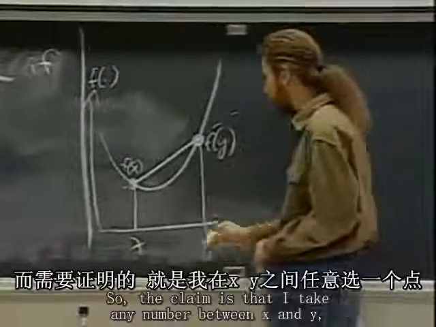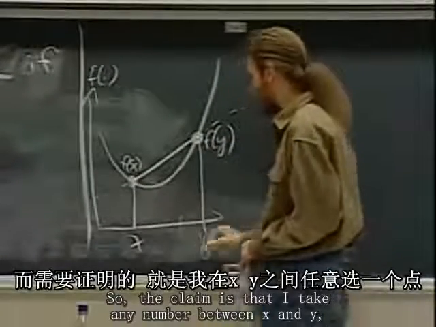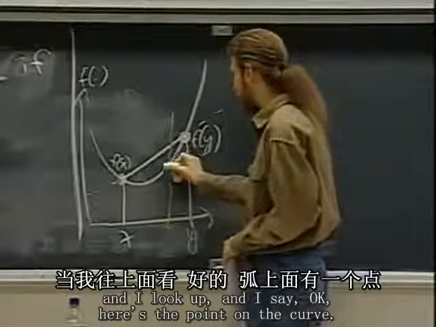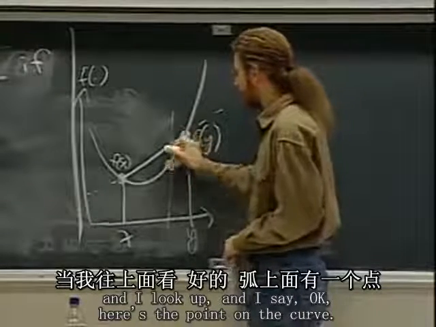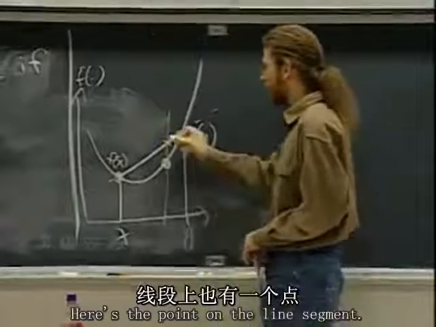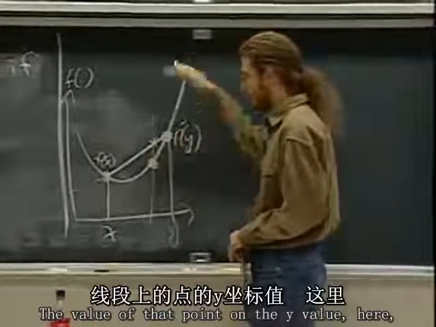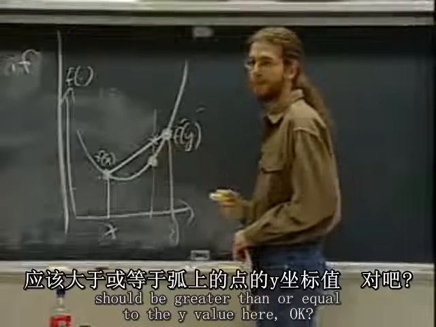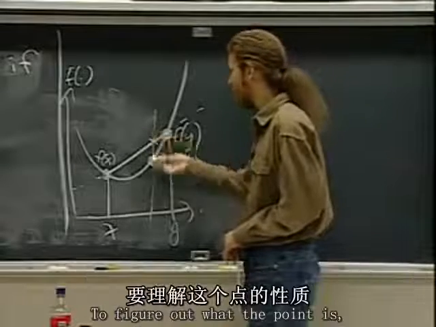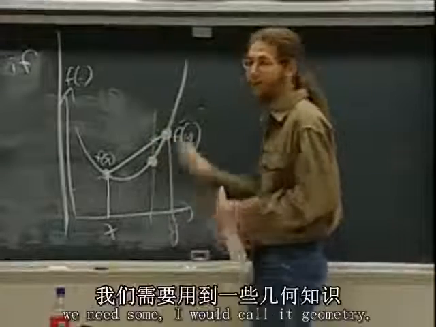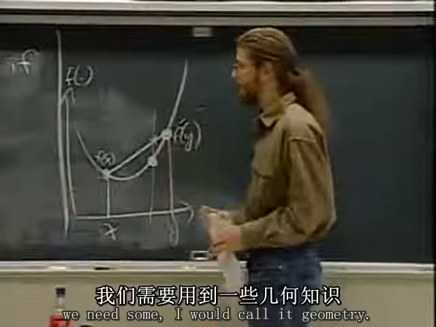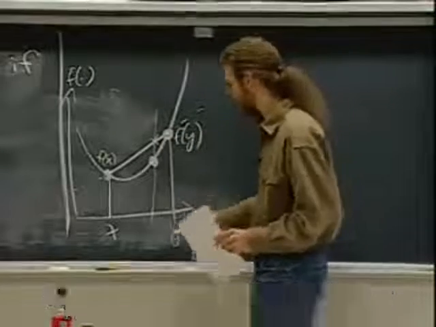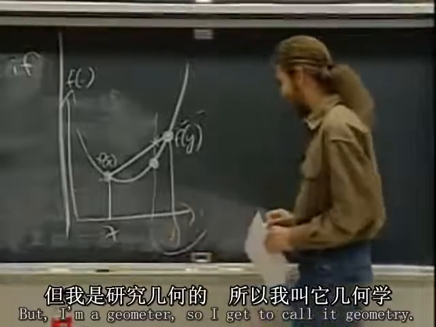And I'll call this y, and this is f of y. So the claim is if I take any number between x and y, and I look up, and I say, okay, here's the point on the curve, here's the point on the line segment, the y value here should be greater than or equal to the y value here. Okay? To figure out what this point is, we need some, I would call it geometry. I'm sure it's an analysis concept too, but I'm a geometer, so I get to call it geometry.